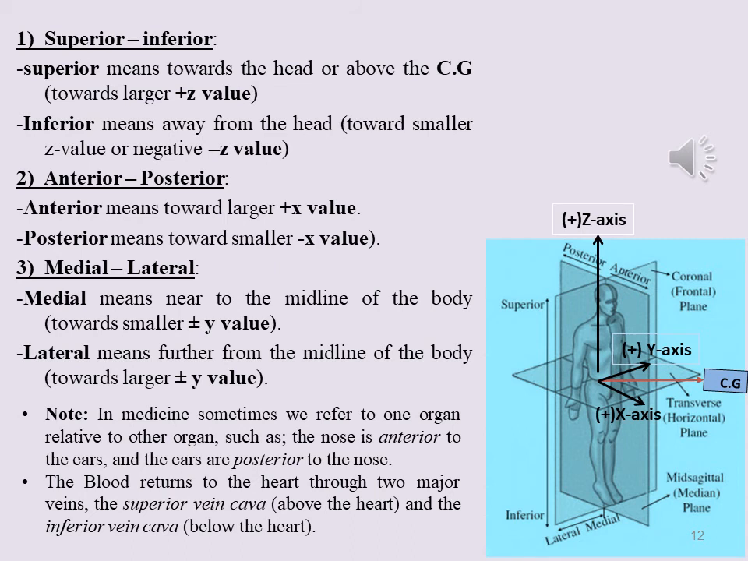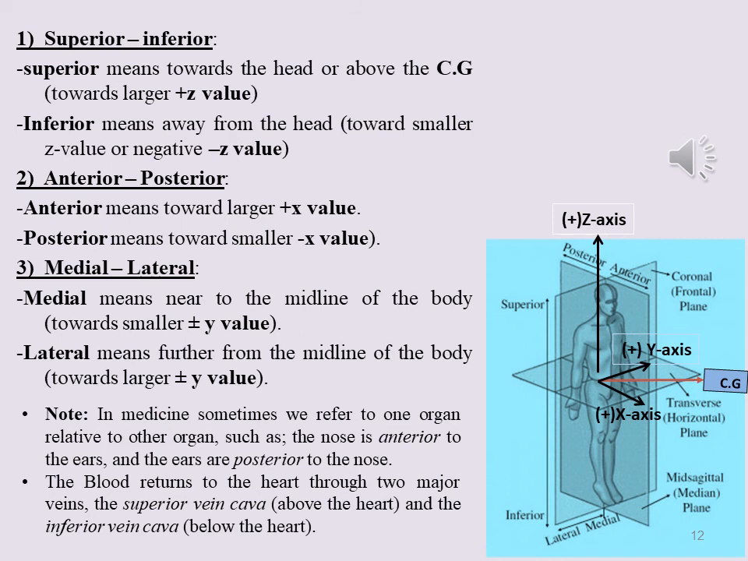2. Anterior, posterior. Anterior means toward larger X value. Posterior means toward smaller X value. 3. Medial, lateral. Medial means near to the midline of the body, towards smaller plus or minus Y value. Lateral means further from the midline of the body, towards larger plus or minus Y value.